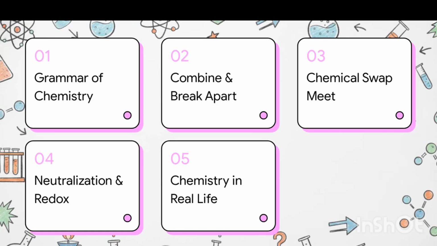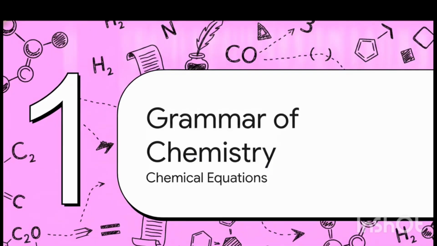Here is our roadmap for today. 1. The grammar of chemistry. 2. Combining and breaking apart. 3. The chemical swap meet. 4. Neutralization and redox. And finally, 5. Chemistry in real life. All right, kicking things off with Section 1, the grammar of chemistry.